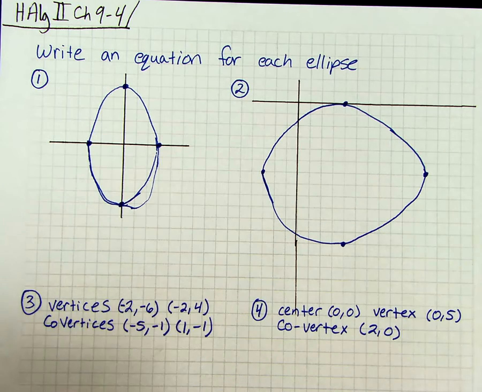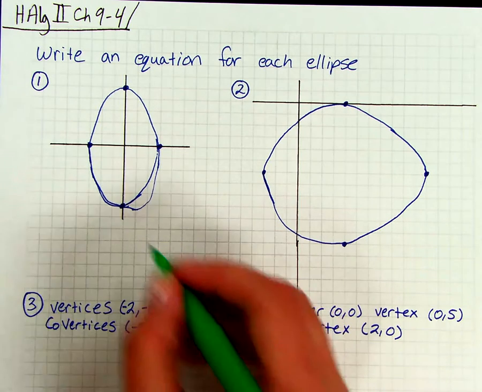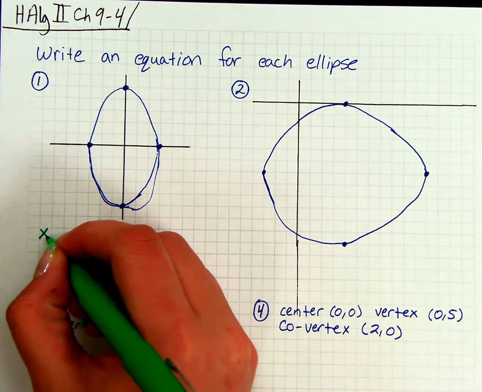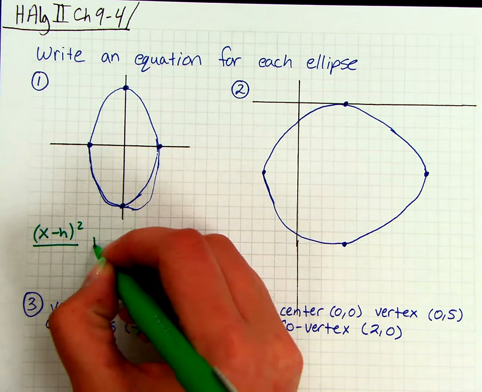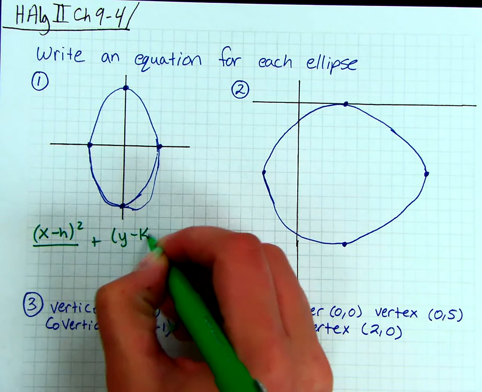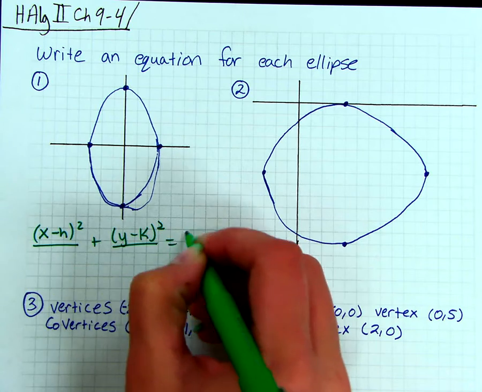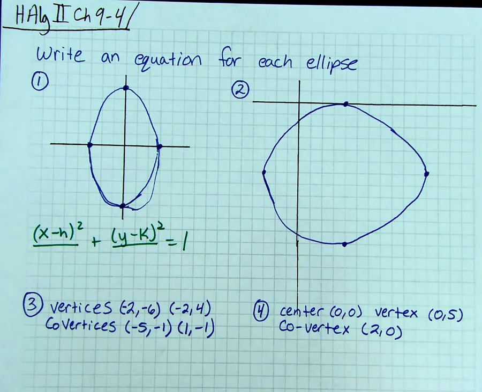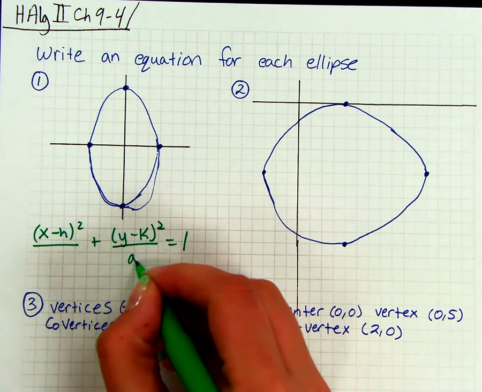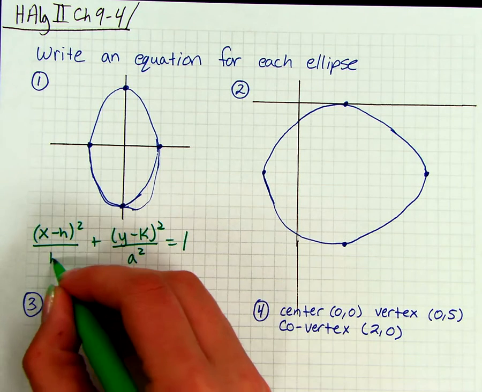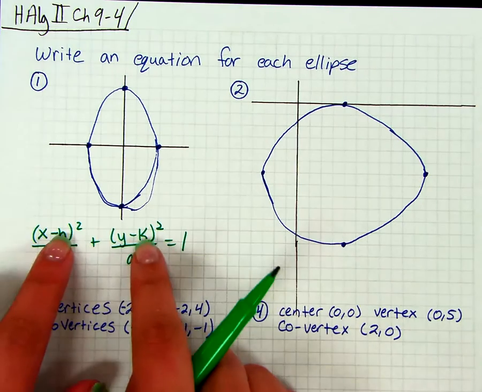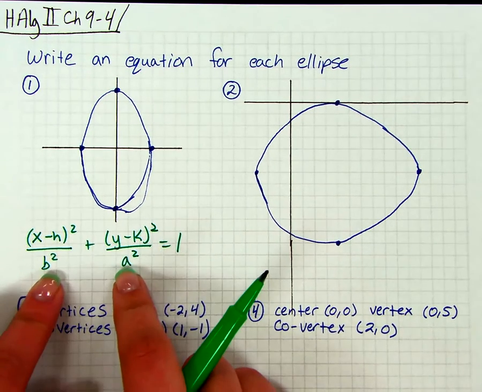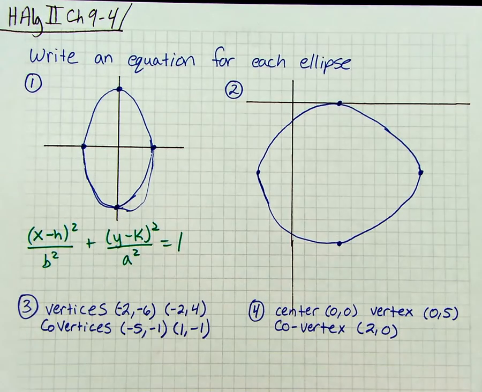When we are writing our general equation, we are going to have (x minus h) squared and then (y minus k) squared equals 1. Since it's vertical, that means our larger number goes underneath the y term. This will be the a squared, and then the shorter one goes under the x. So we need to find h and k, and then a and b, and substitute into this formula.